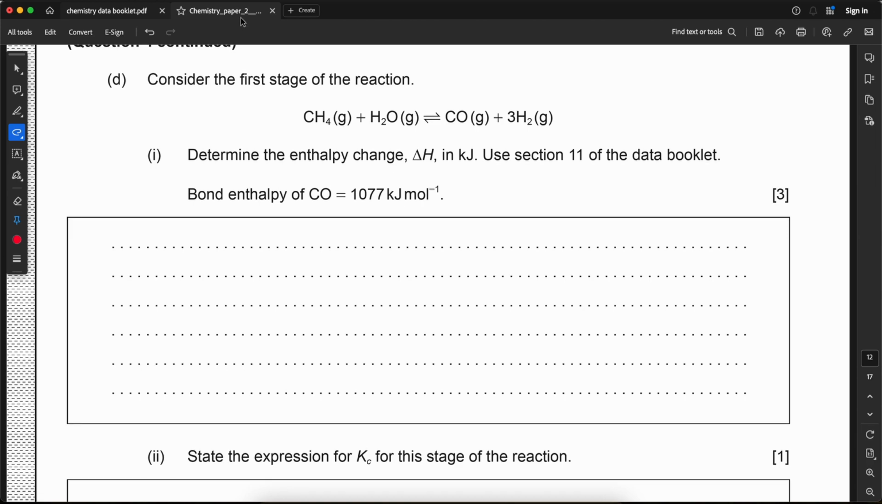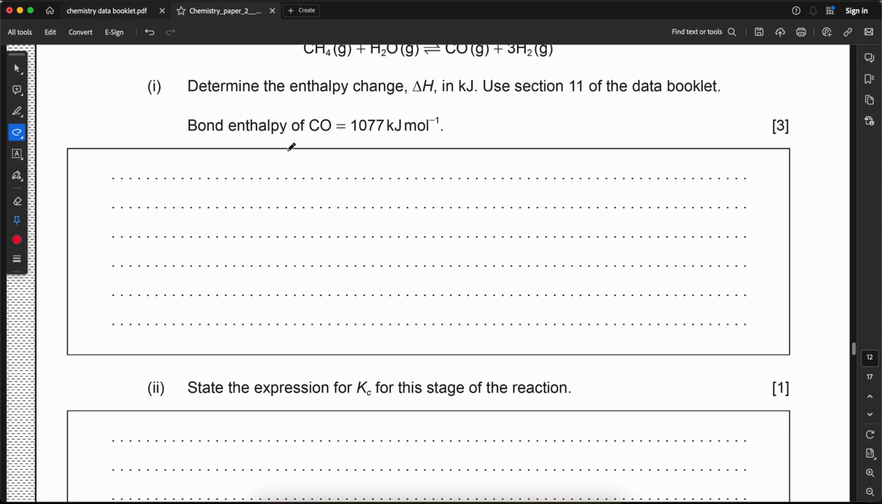Consider the first stage of the reaction. CH4, H2O produce CO and 3H2. Determine the enthalpy change, delta H in kilojoule. Use section 11, the bond enthalpy. I always like to draw to make sure that I don't leave any single bond out in the calculation.